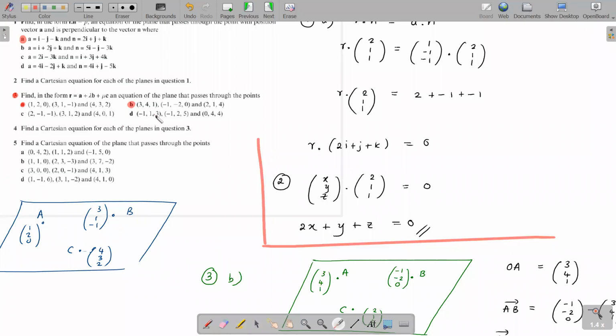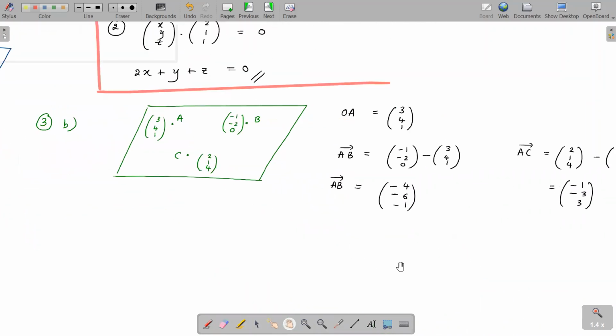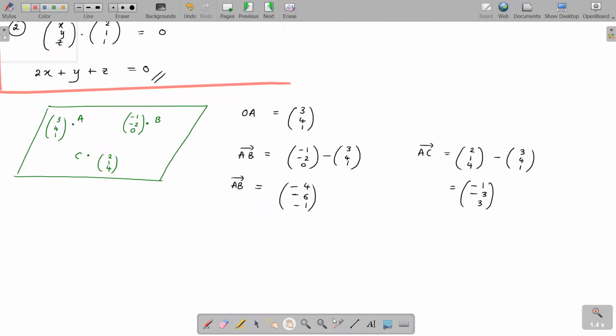So now I'm moving on to part B. We'll do another question with this particular section where we need to find the vector equation of a plane in this particular format. There again, the three coordinates are 3, 4, 1, minus 1, minus 2, 0, and 2, 1, 4. So again, I've done the basic parts here. We have our three coordinates, so we find the position vector. The first one, I'll take OA as the position vector on the plane. AB and AC are the two direction vectors that I'm going to consider.